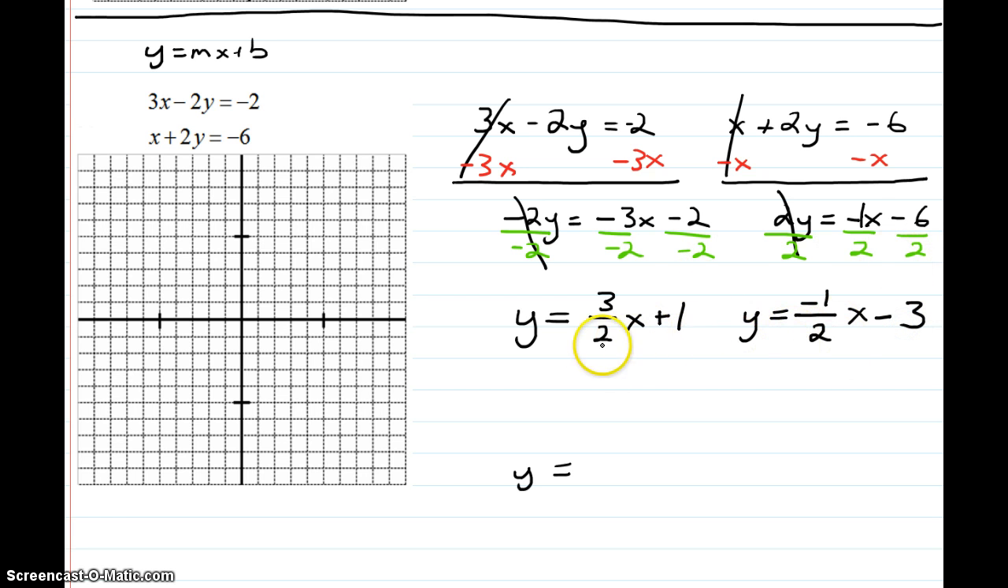So hopefully you came up with the same answers. Then let's try the same thing now. I want you to try to graph these on your own and see if you agree with my answer. So pause the video and then come back and check your work. Alright, so let's graph this first one. Let's start with our y-intercept of +1. And our slope is +3/2.